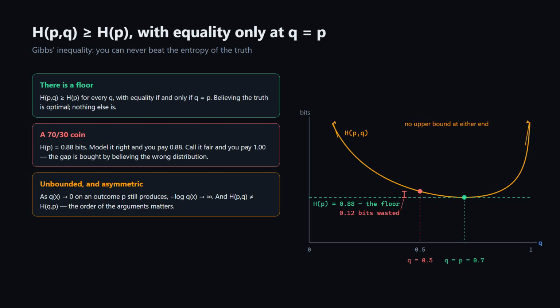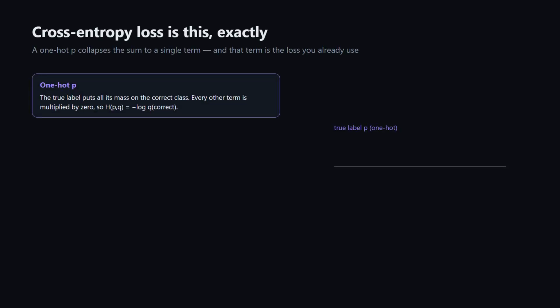As Q of X approaches 0, on an outcome that P still produces, minus log Q of X blows up. And notice it is not symmetric. H of P, Q and H of Q, P are different numbers. The order matters.